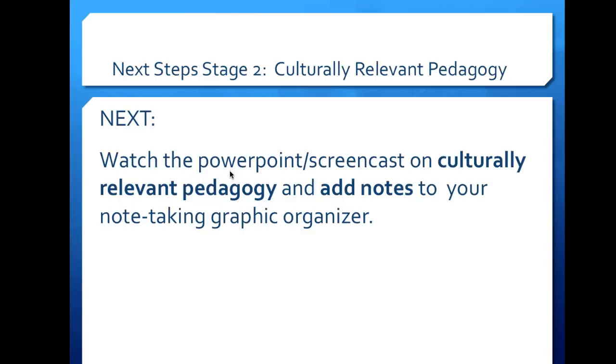This graphic organizer you'll be using in 3 different modules, 5, 6, and 8. In 7, you're just going to be spending time on those learning opportunities and instructional activities. So anyway, that's what you're going to do next.